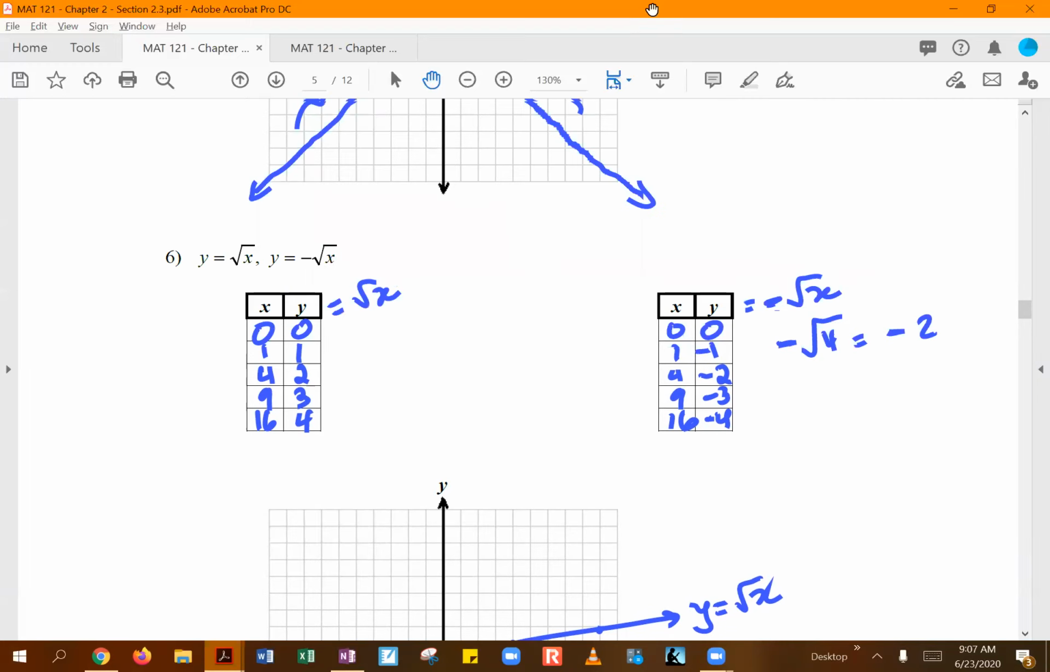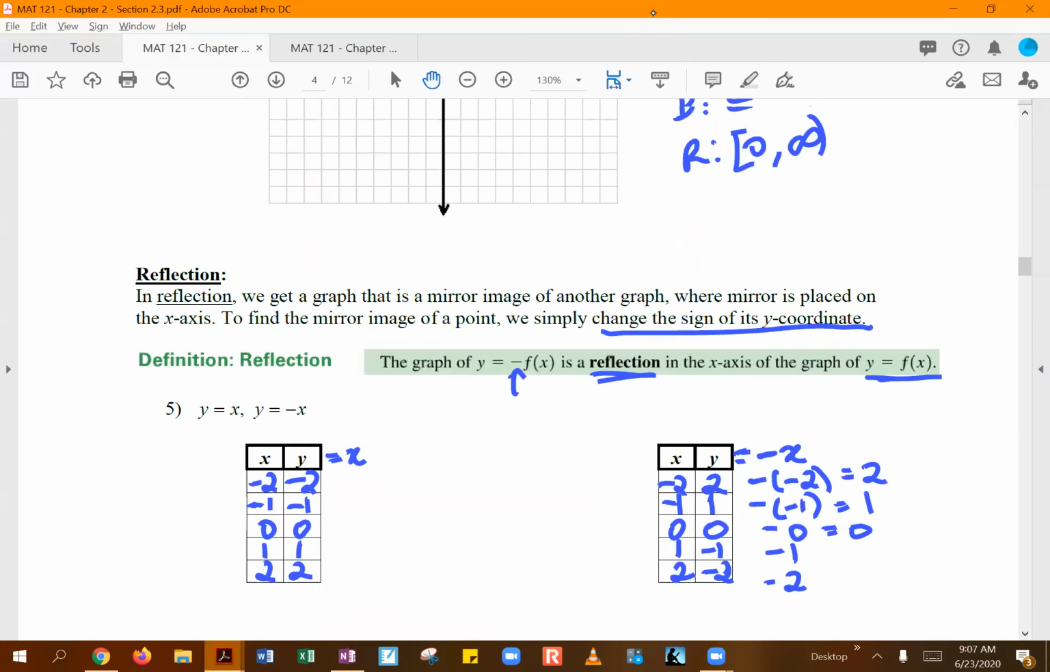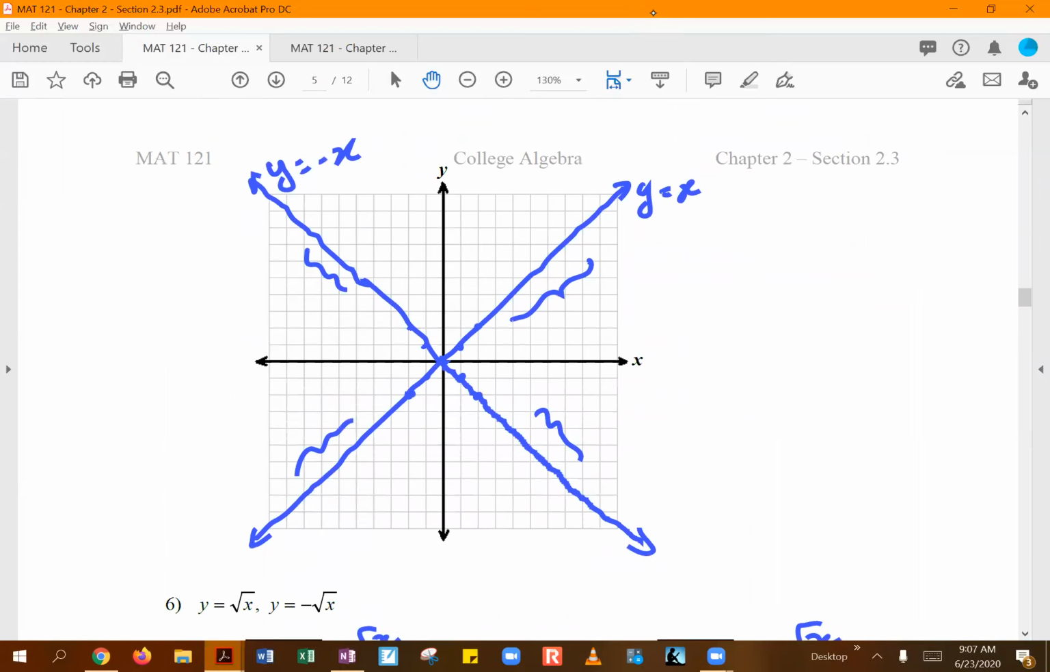Now, I did want to talk about what happens when we look at these reflections and what it does to our domain and range. So let's go back to the previous example, and then we'll talk about the domain and range for our square root function also. So you had y equals x and y equals -x. So let's do the first function, y equals x, which is this line with a positive slope going up. What is going to be the domain and range for y equals x?